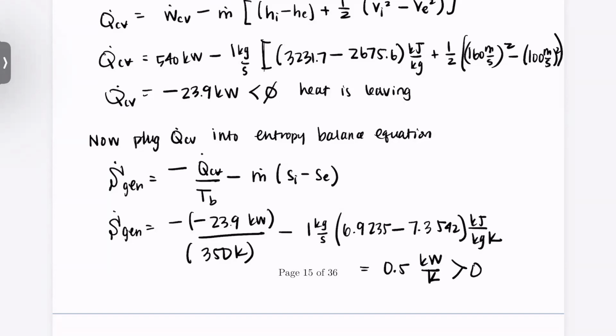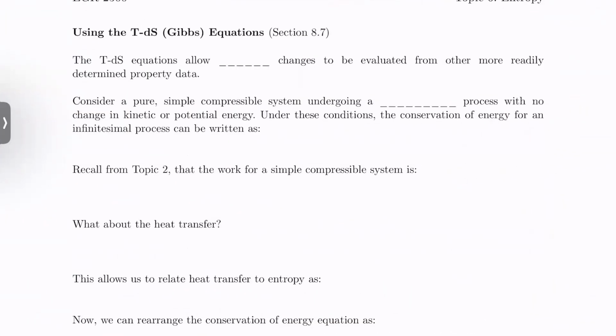Any questions on the process? No? So for these problems, you have the tables at your disposal to find enthalpy and entropy. And then the governing equations that you will need to use are conservation of mass, conservation of energy, and then our entropy balance, which is the new one. Okay? Okay. All right.